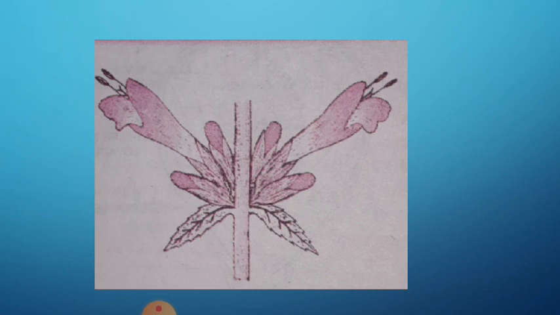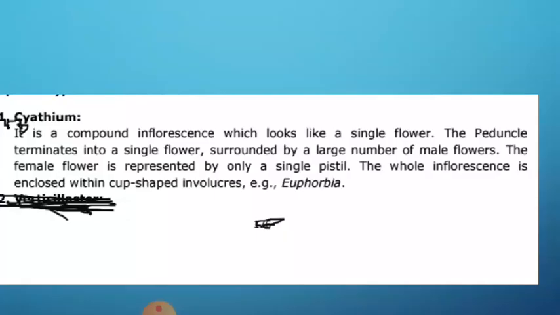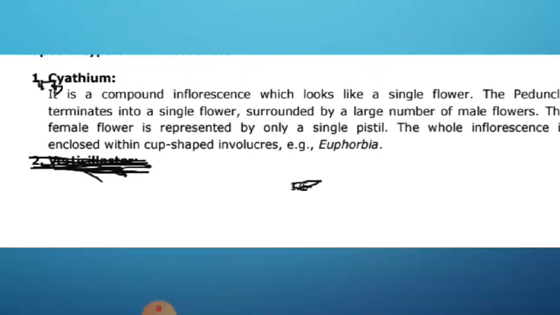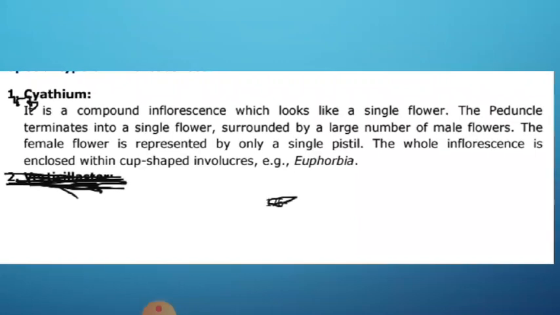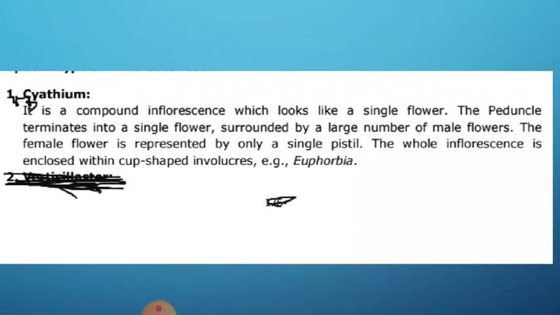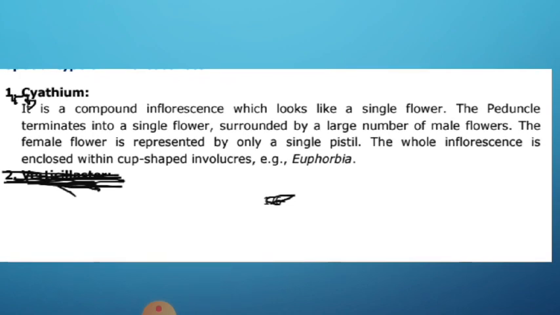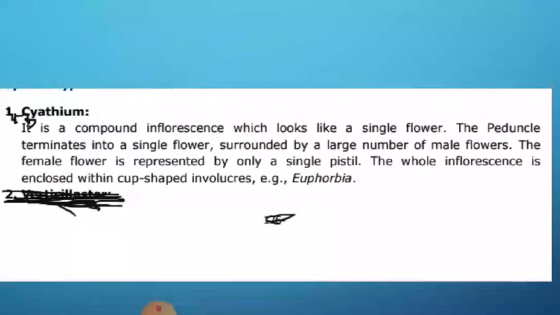There is also a third type of inflorescence, known as cyathium inflorescence. It is a compound inflorescence which looks like a single flower. The pedicel terminates in a single flower surrounded by a large number of male flowers. The female flower is represented by only a single pistil, because the whole inflorescence is enclosed in a cup-shaped involucre. It is found in Euphorbia.